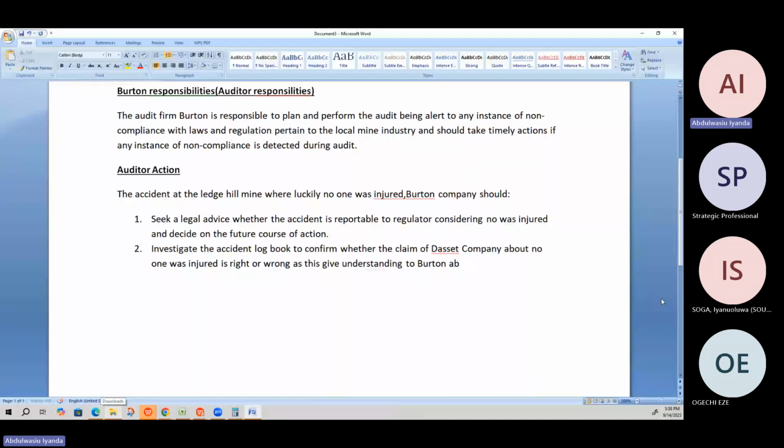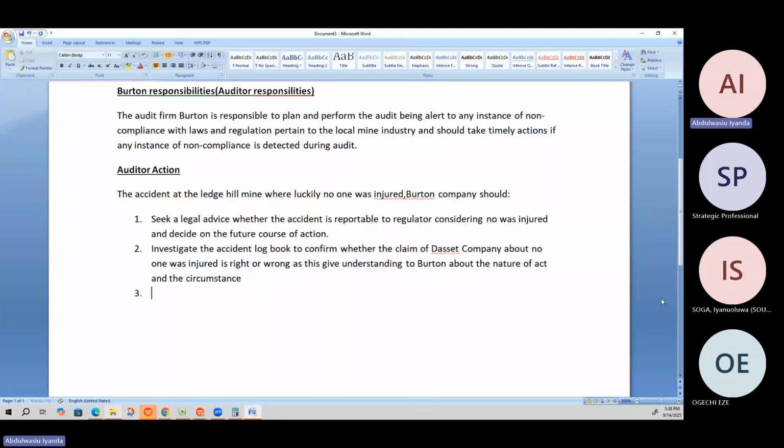Investigate the accident in the logbook to confirm whether the claim that no one was injured is right or wrong. I'm understanding. And what about the nature of the incident and the circumstances?